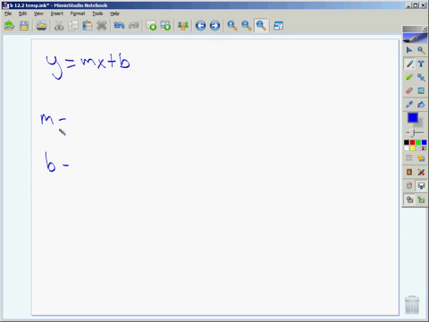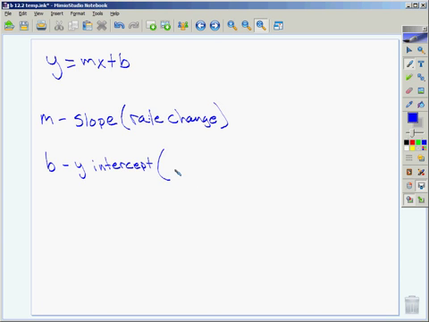Brian. M is slope. And what is B? You're right, the Y-intercept. Very good. The slope is how much it is going to change, or the rate at which it's changing. And the Y-intercept is kind of like a starting point. It's where it's going to cross the Y-axis.